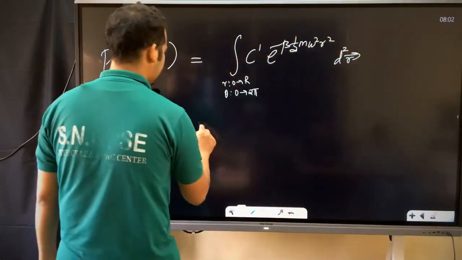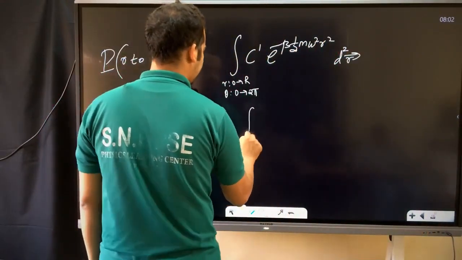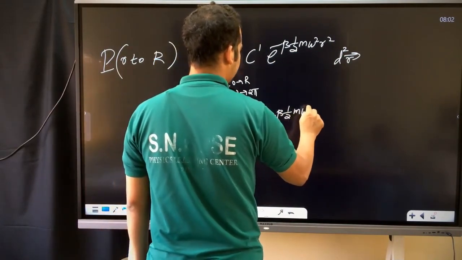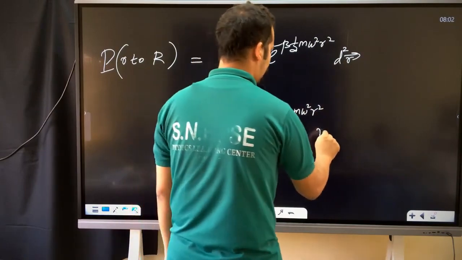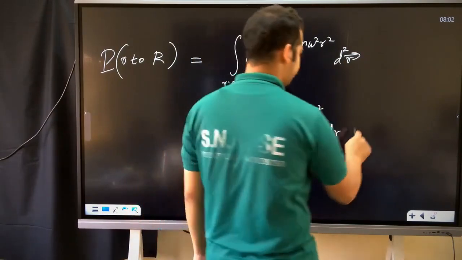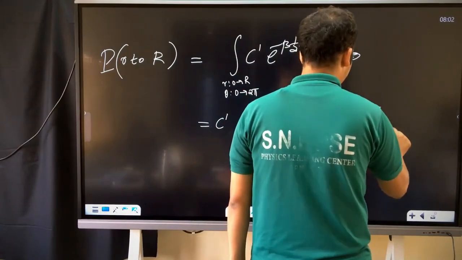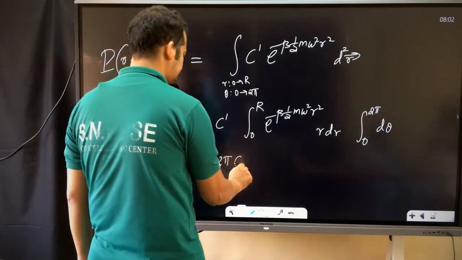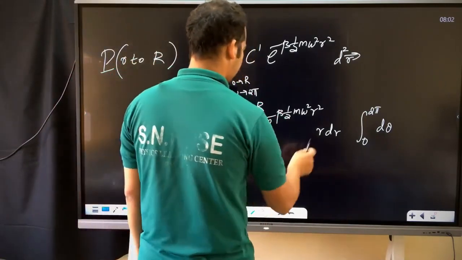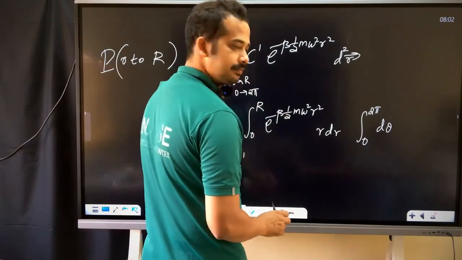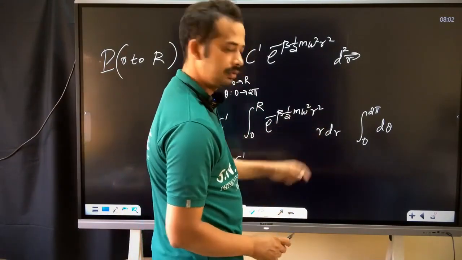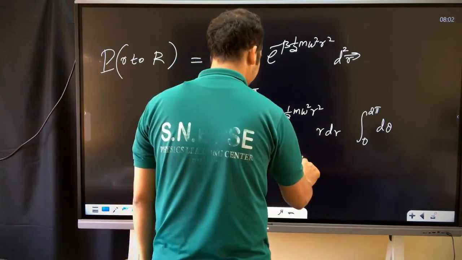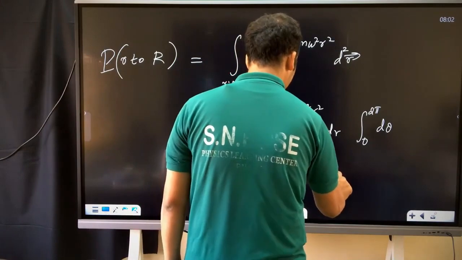So this is nothing but some c prime, integral 0 to R, e power minus beta half m omega square r square, r dr d theta, integral 0 to 2 pi d theta. That's a constant actually, so 2 pi into constant. Here you can substitute, since this is a derivative of this one. 0 to capital R, e power minus beta half m omega square r square, r dr.